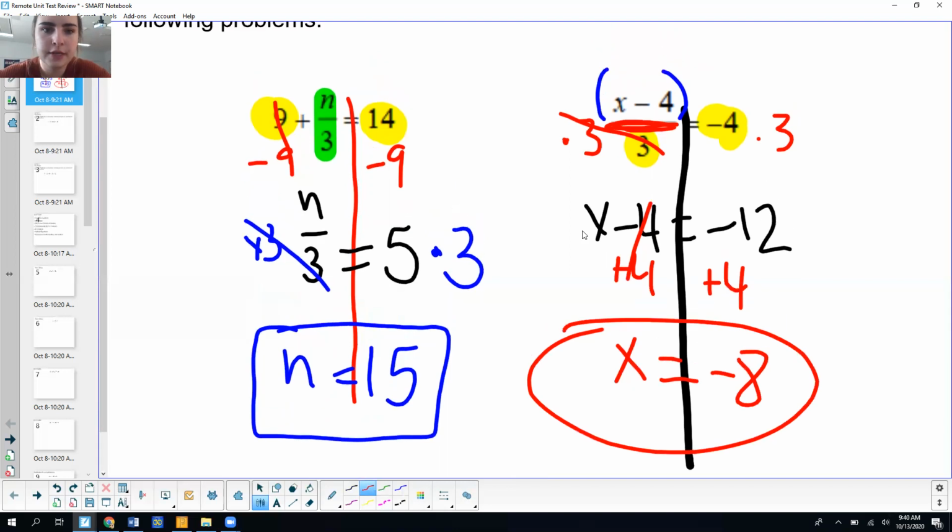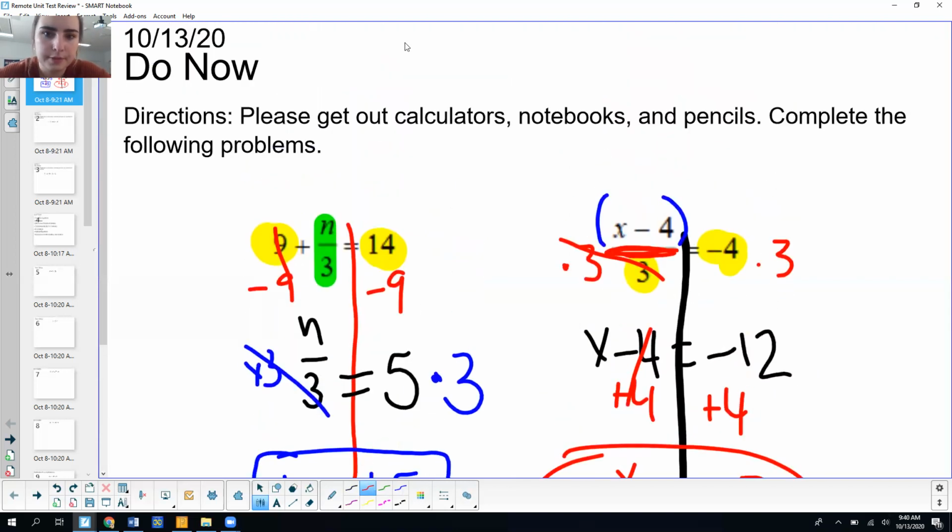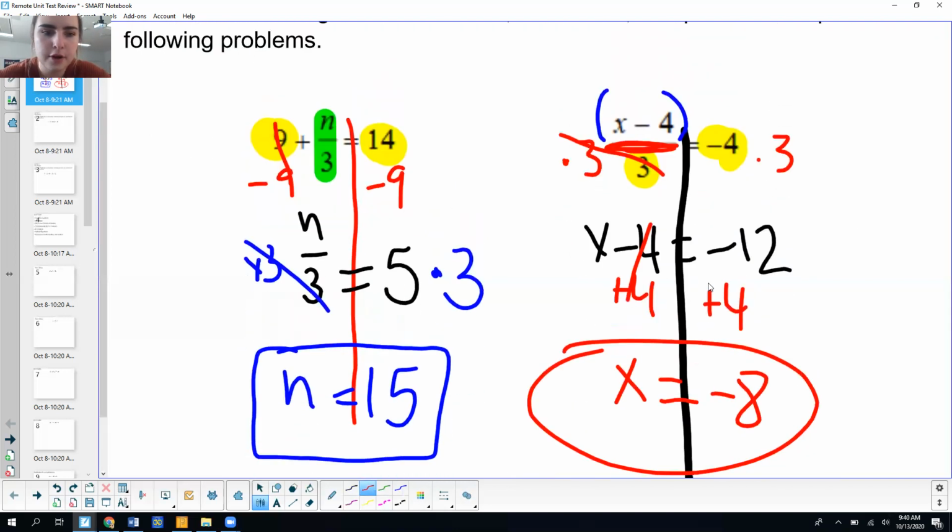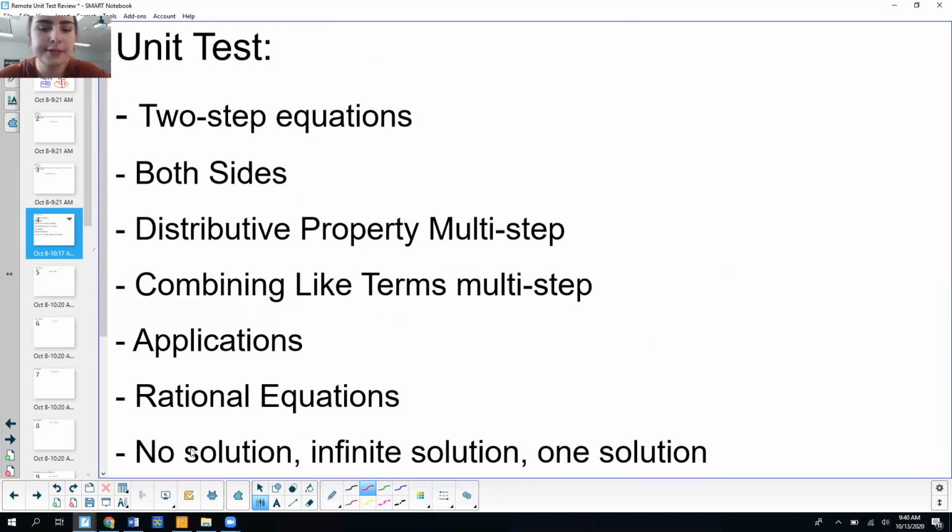All right, so that's our do now for today. So these are problems that you should definitely know how to do because they will appear on your unit test. Speaking of unit test, we're going to go review this every day this week. We've only got 3 class days this week.